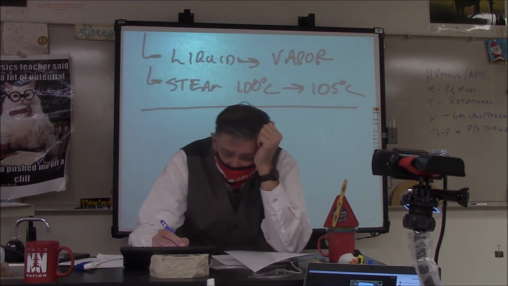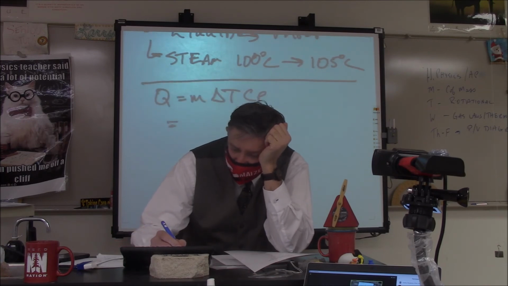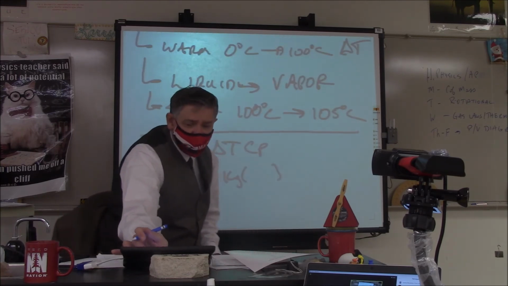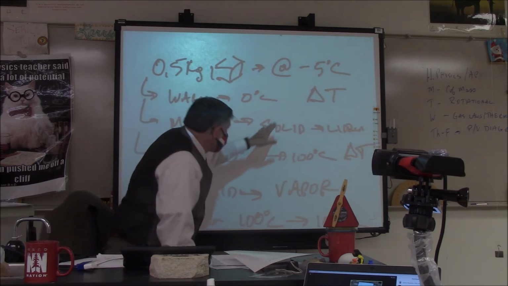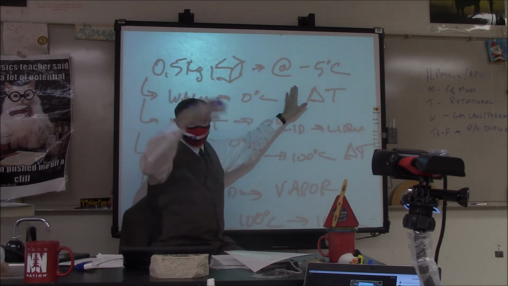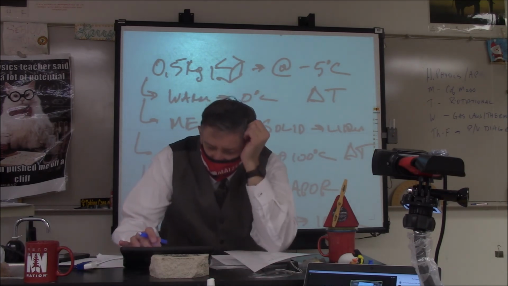Anytime you use a change in temperature, you're going to use Q = m delta T c sub P. So I've got a 1/2 kilogram. Now, my change in temperature is going to be 5 degrees, because I'm going to go from -5 Celsius and warm it up to 0. Okay, got that.